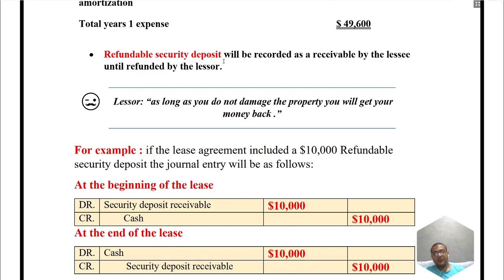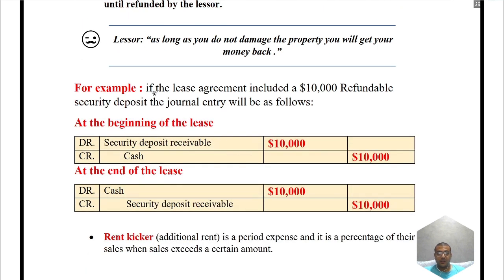The refundable security deposit. I told you that the refundable security deposit is a receivable. It will be recorded as a receivable by the lessee until refunded by the lessor. Let's see what the lessor would say to the lessee here. The lessor would say, as long as you do not damage the property, you will get your money back. This is what the lessor would tell the lessee.